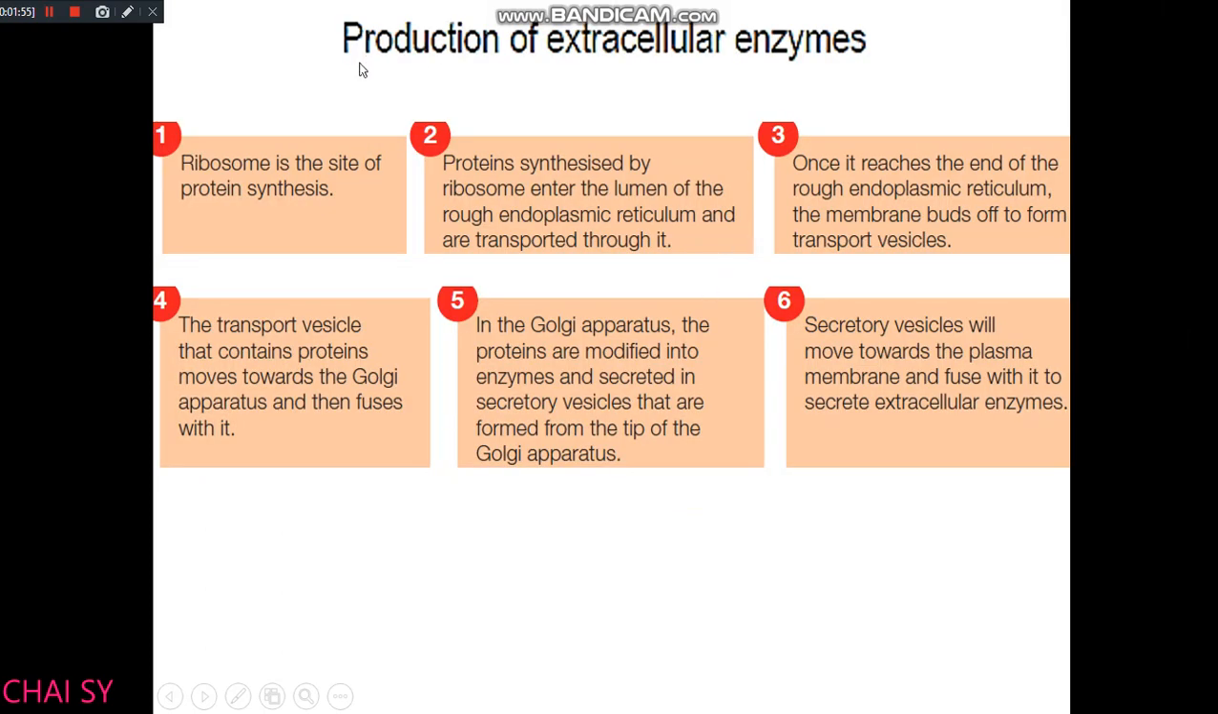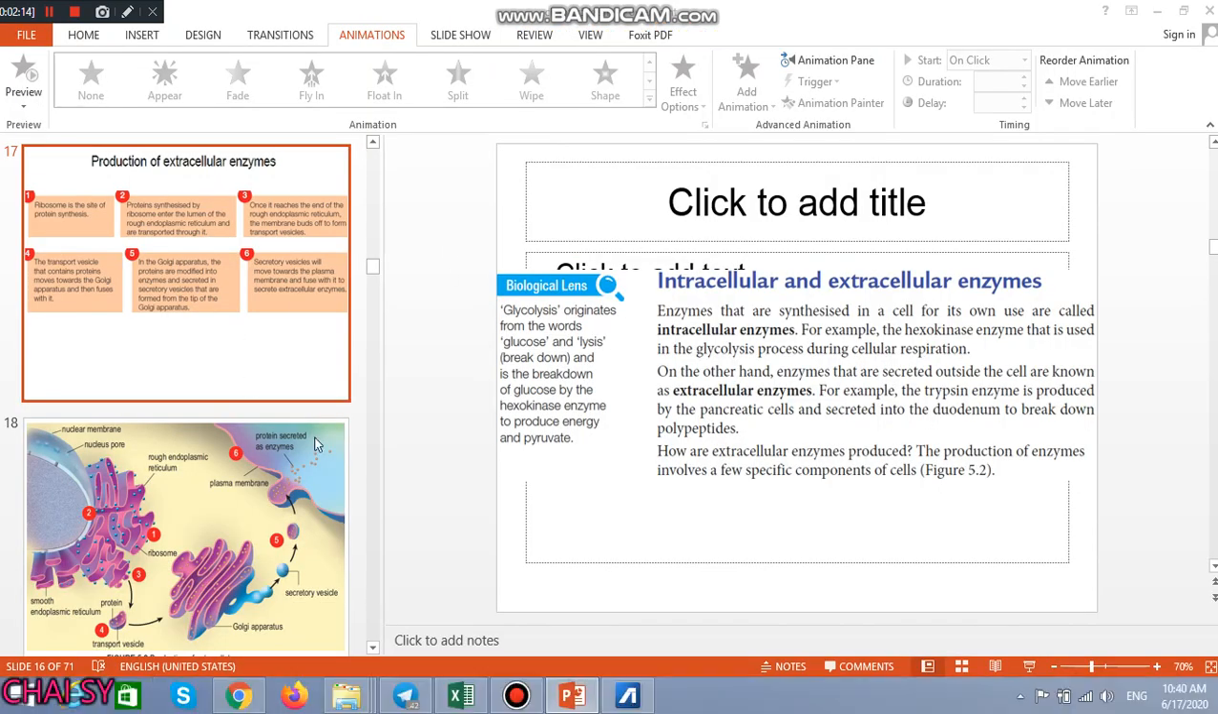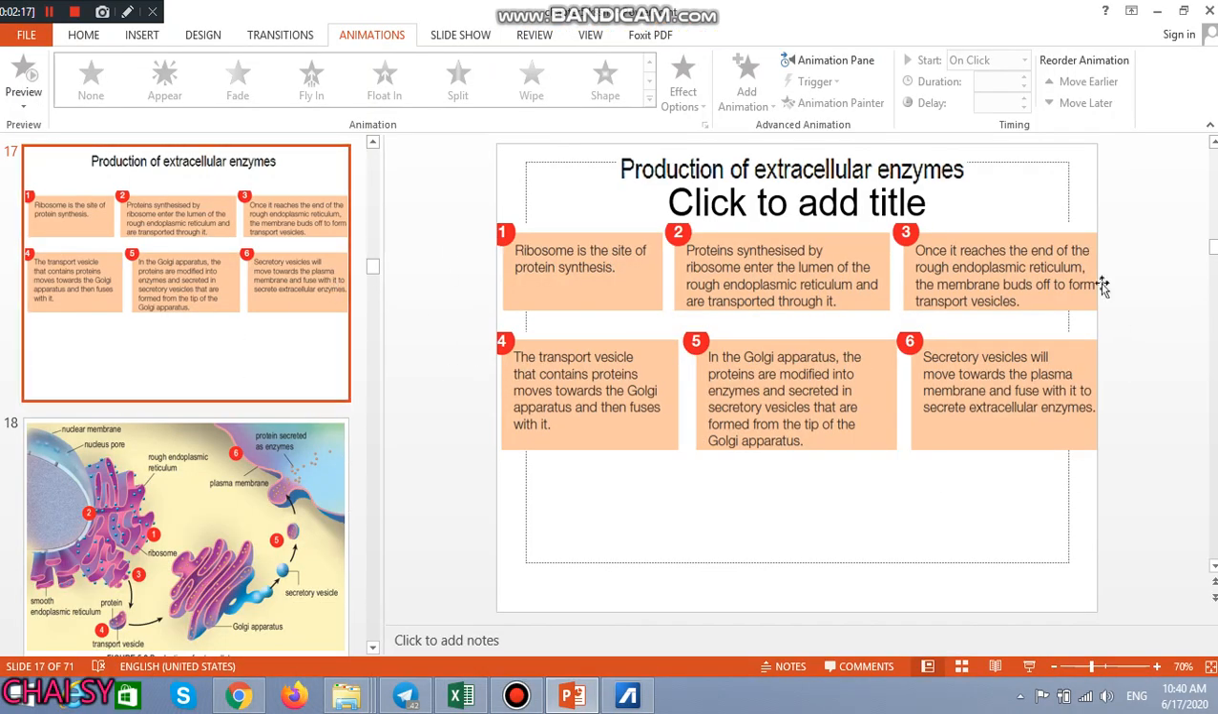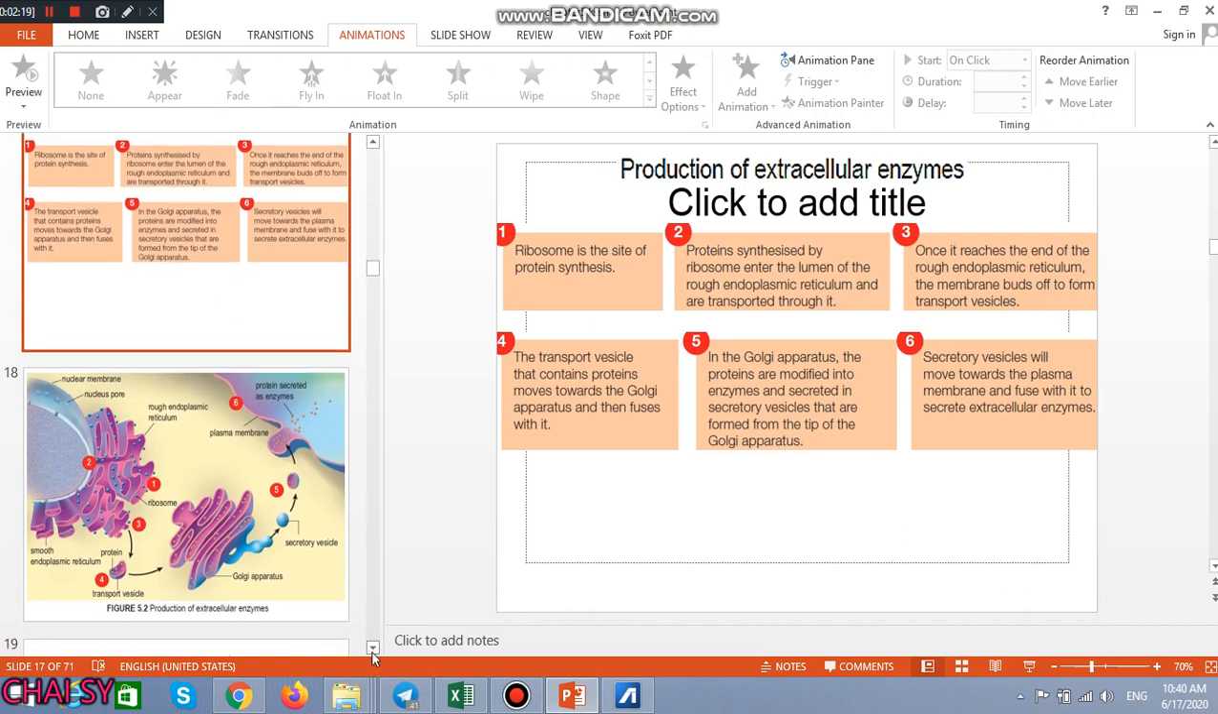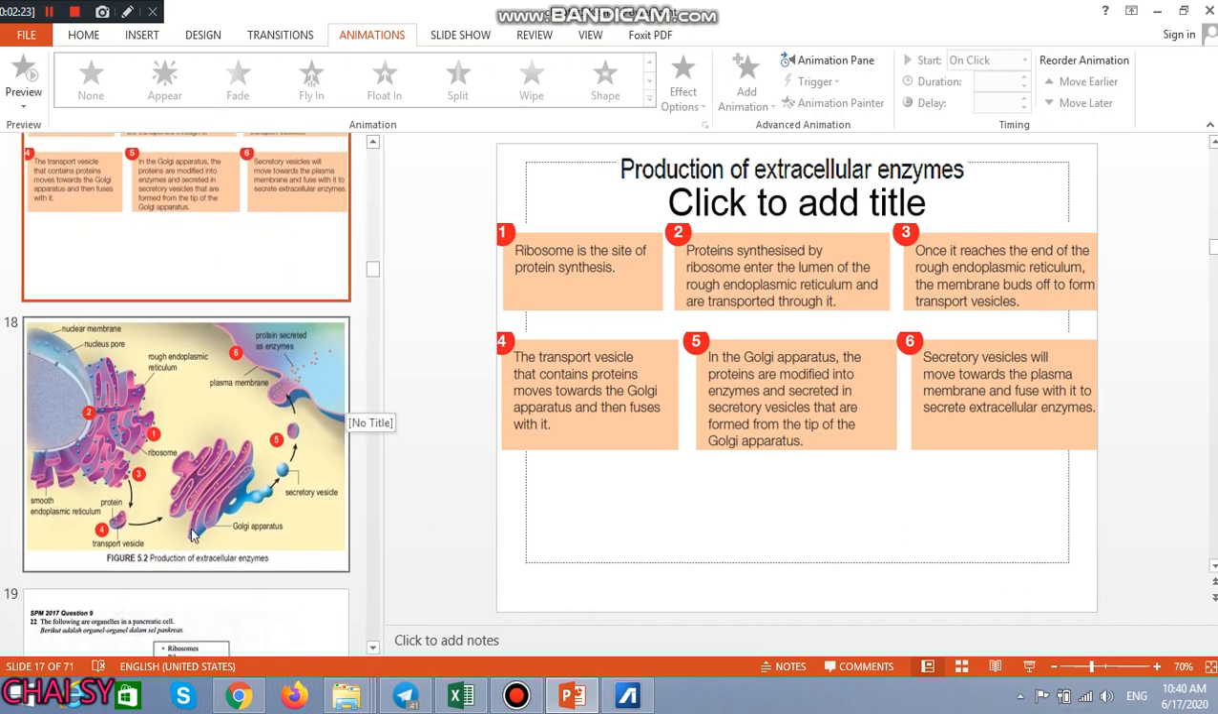The next slide is talking about the production of extracellular enzyme. Again, what is the meaning of extracellular enzyme? It means the enzyme is synthesized in cell A but used in another cell. Here, I minimize the PowerPoint when I explain this slide and I show you this picture. This diagram is the production of extracellular enzyme.